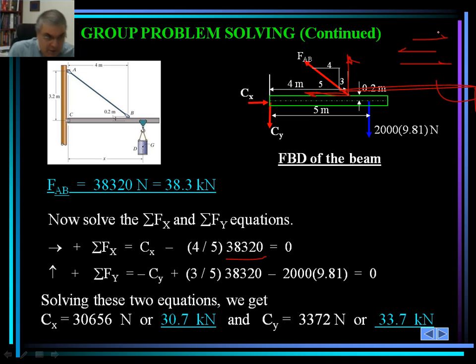Okay, so the X component and the Y component, the X component here and the Y component, and remember we need to include both of those when we are taking the summation of forces in the X and Y before we set it to 0. In the Y direction, we also have the 2,000 times 9.81 that should also be included in the equation.